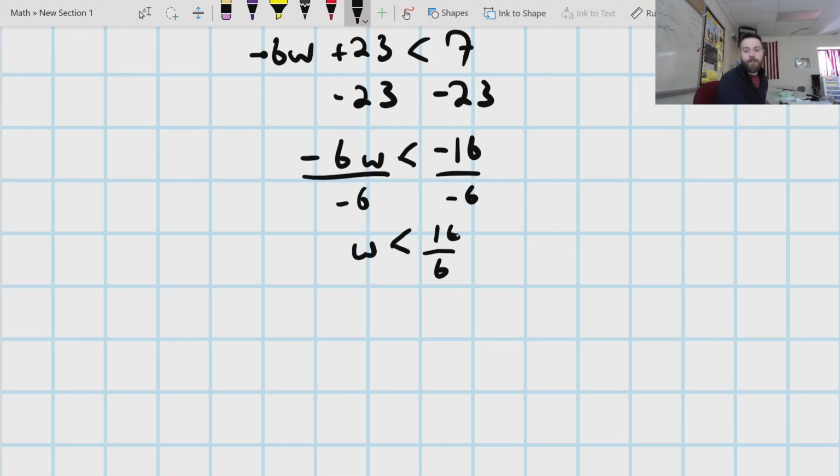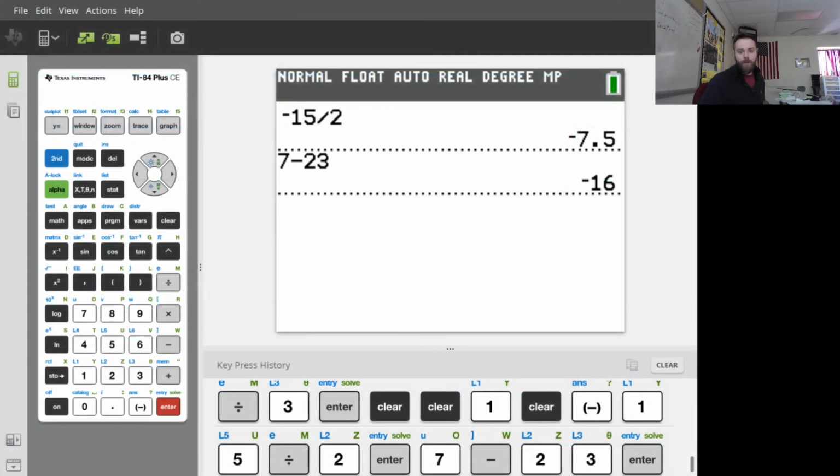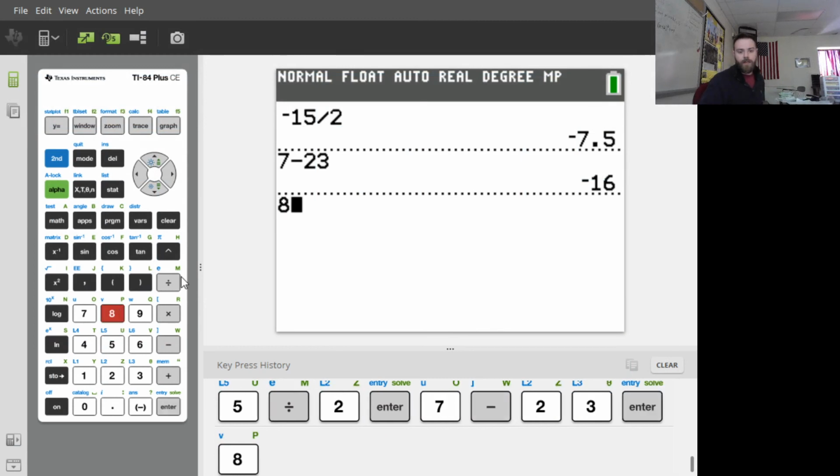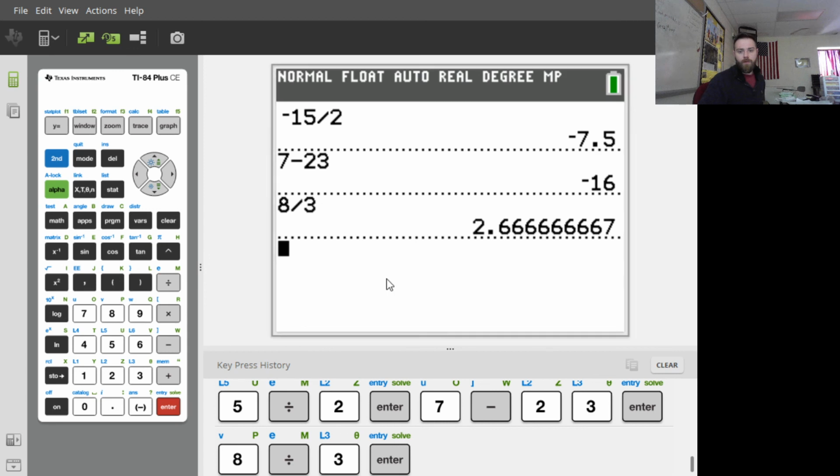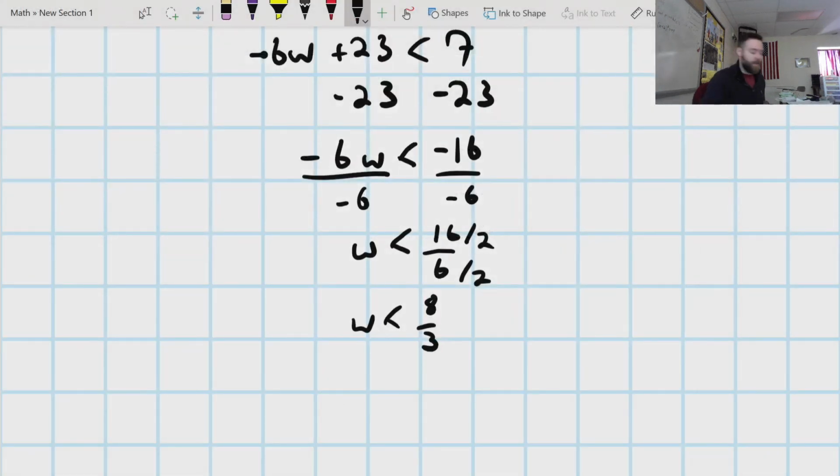If you take a look here, 16 and 6 are both divisible by 2, so I can reduce this fraction, and I get w is less than 8 over 3. Again, I've got a nasty little fraction there, and if I'm not sure what that number is as a decimal, I'm going to type it into my calculator. 8 divided by 3 is 2.6. So that tells me where to mark it.